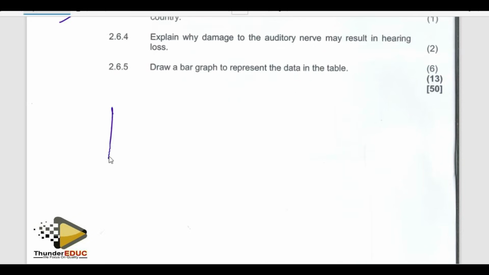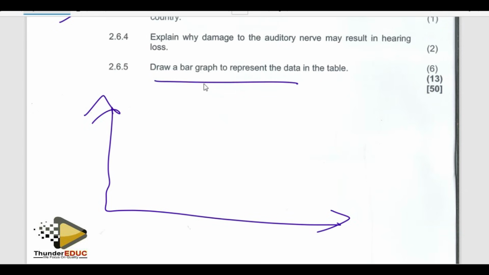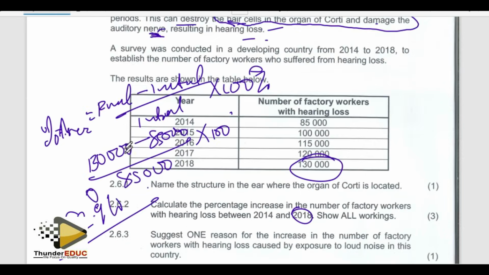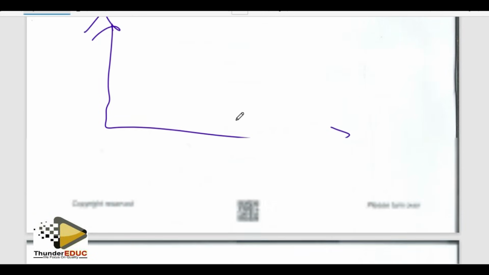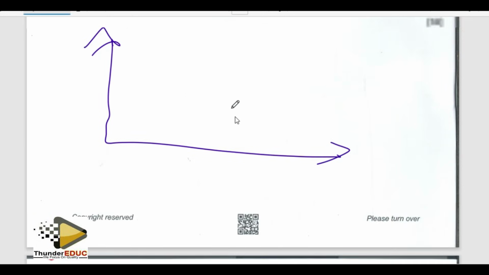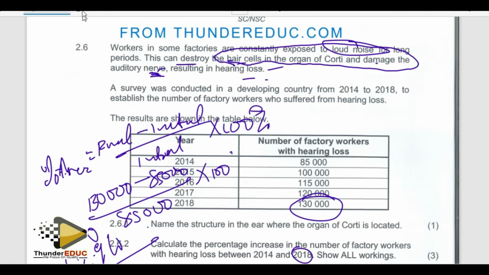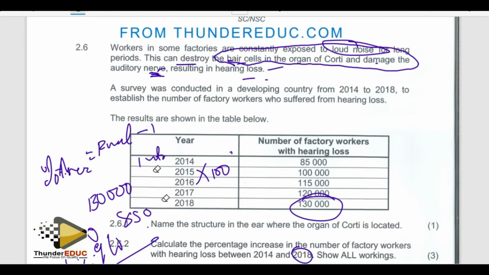Draw a bar graph. You want me to draw? I don't think so. But what is important here is that you have a caption with the two variables, meaning the variable of the year and the number of workers with that problem. And then we use the ID method. You remember the ID method? Some of you don't know the ID method. Let me show you the ID method.